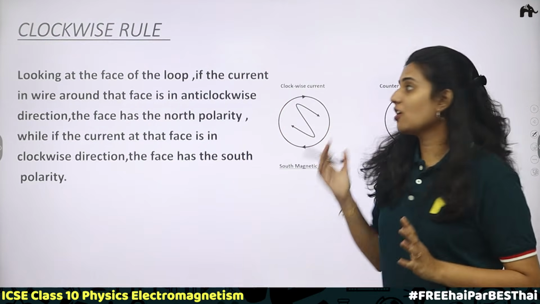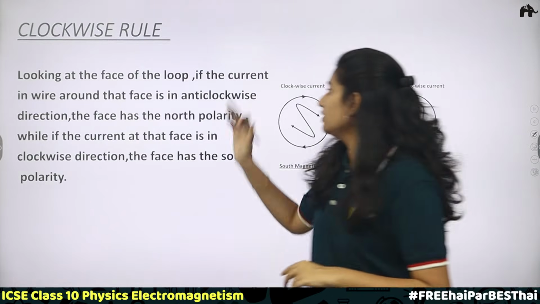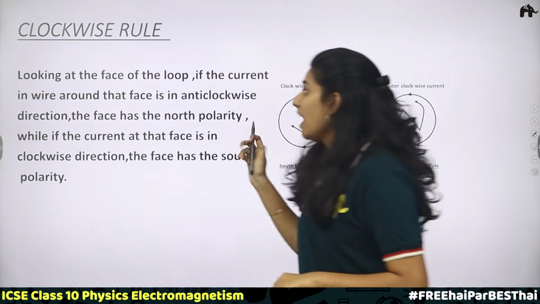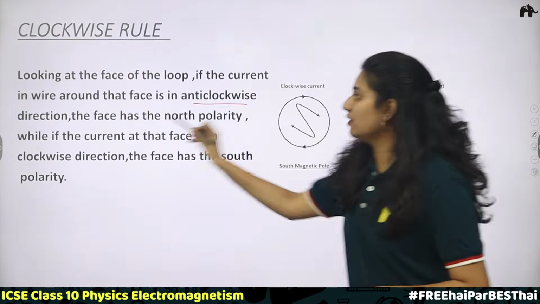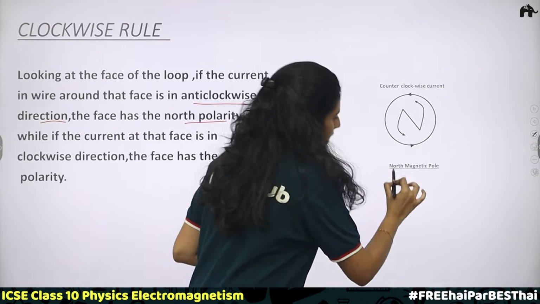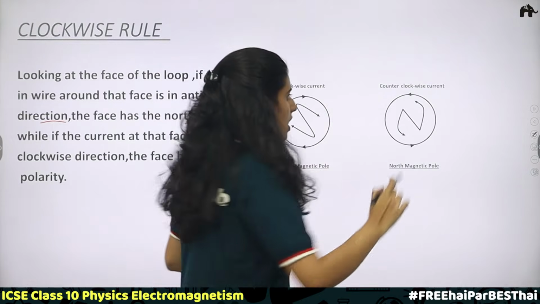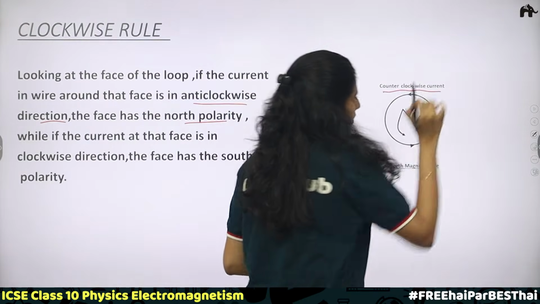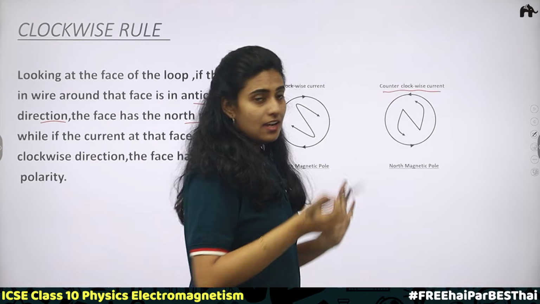Now we have the clock rule. Looking at the face of the loop, if the current in the wire around that face is in the anti-clockwise direction, the face has the north polarity. So check this picture. Here, this is the north magnetic pole. What is counterclockwise or anti-clockwise current? How can you show it?